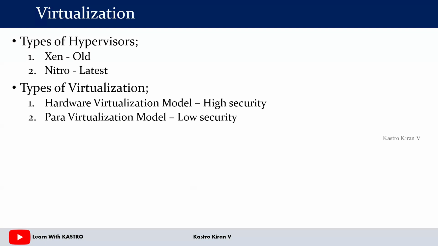Now, if you ask me which one we are going to use in the real-time scenarios, actually, AWS is supporting only HVM based virtualization, that is hardware virtualization model, because it is providing a high level of security when we compare with the para virtualization model. So AWS is not supporting para virtualization model because it has less security features. When AWS was initially launched, at that time we had this option of para virtualization model. But over a period of time, they have developed a highly secured virtualization model, which is known as hardware virtualization model. So these are the two types of hypervisors and two types of virtualization models that we have in general.